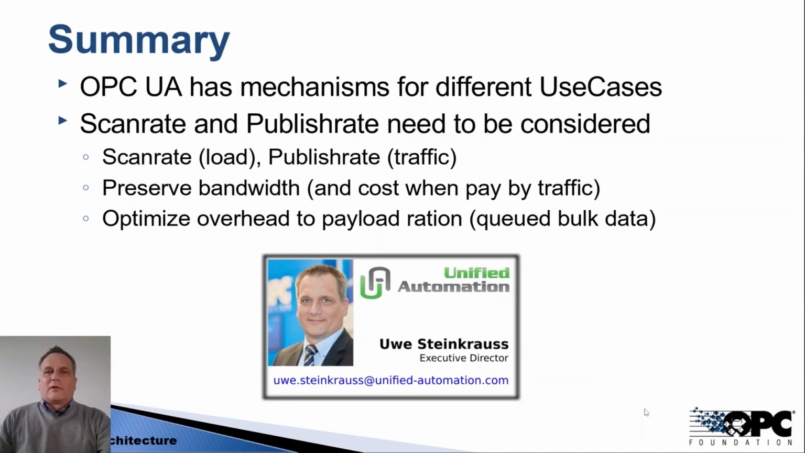So this is my summary on this topic. OPC UA has mechanisms for different use cases, and the scan rate and the publish rate need to be considered. With scan rate, you always need to think about load, and with publish rate, you always need to think about traffic. And if you want to preserve bandwidth, of course, it's also important for cost if you have to pay by traffic. For example, on a satellite connection, or if you push data into a cloud where you need to pay the cloud by traffic, then this is important.